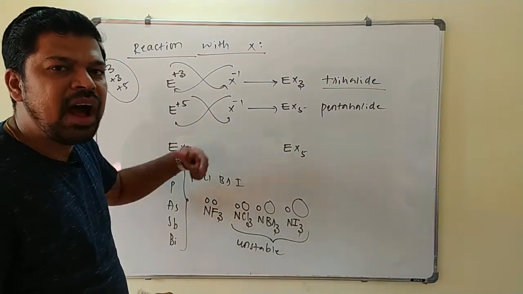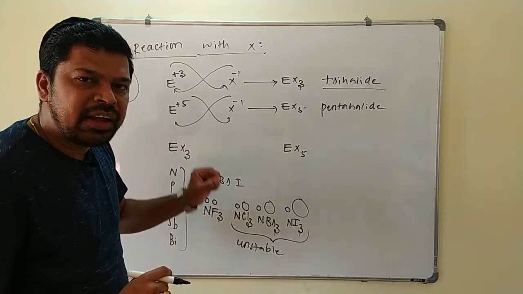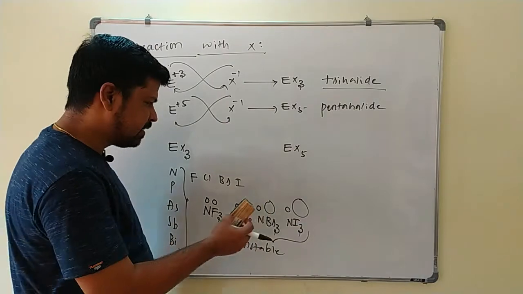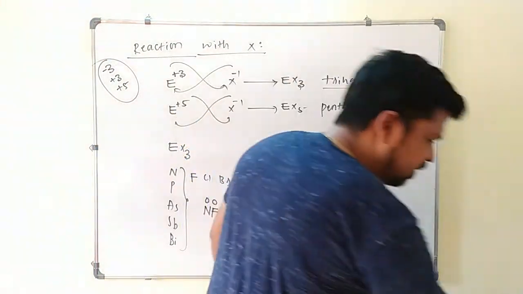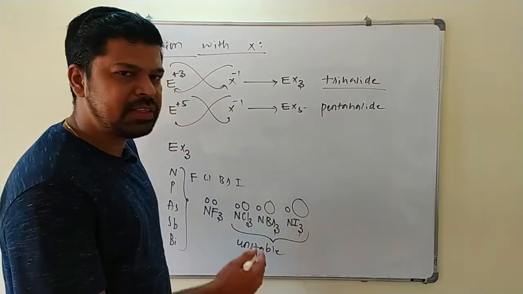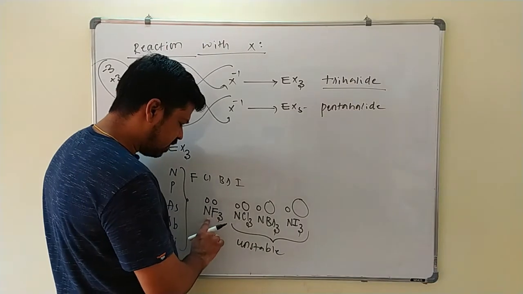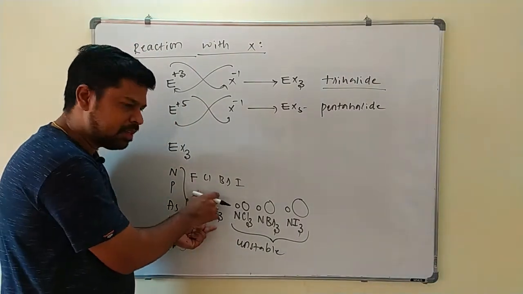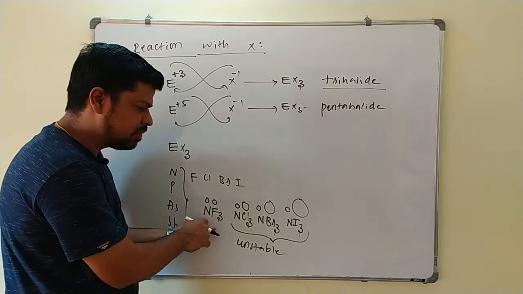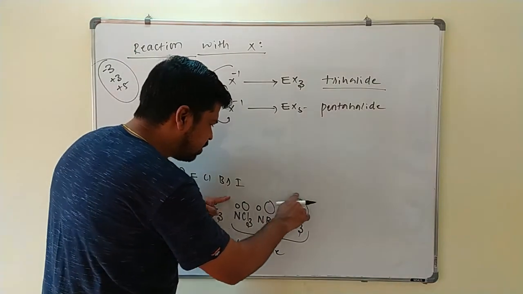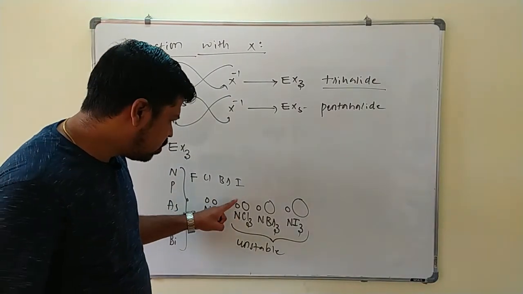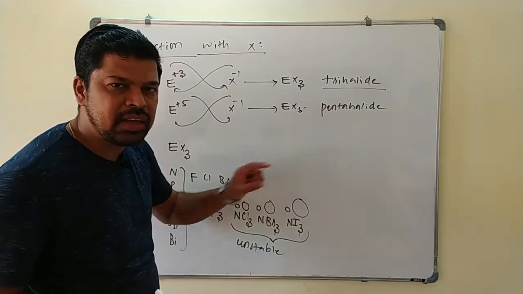If you go for other elements, the trihalides of all other elements are stable. Now I will write a sentence for that. For the trihalides of nitrogen, only NF3 is stable because of the almost same size of nitrogen and fluorine, but the remaining trihalides of nitrogen have very low stability because of the large difference in their atomic size.